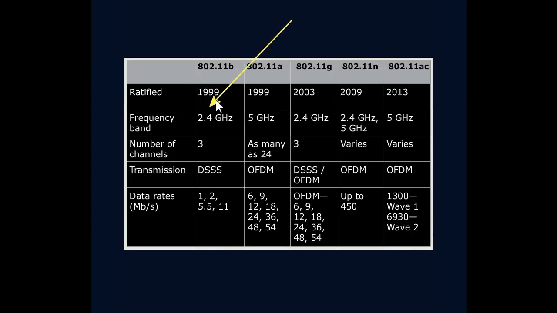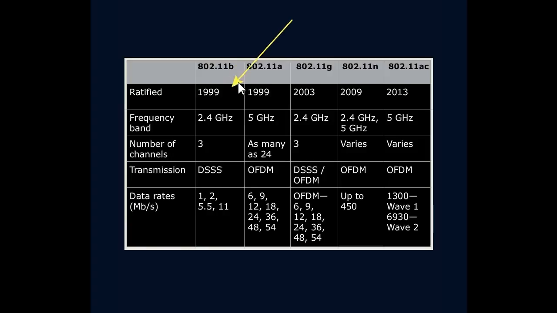Frequency band. Notice 802.11b supports 2.4 gigahertz, as does G, and as does N. That's important to remember because common frequencies make available the possibility of backwards compatibility. Let me say that again. Common frequencies denote the possibility of backwards compatibility. We're going to see more of that, but that's really important to remember.